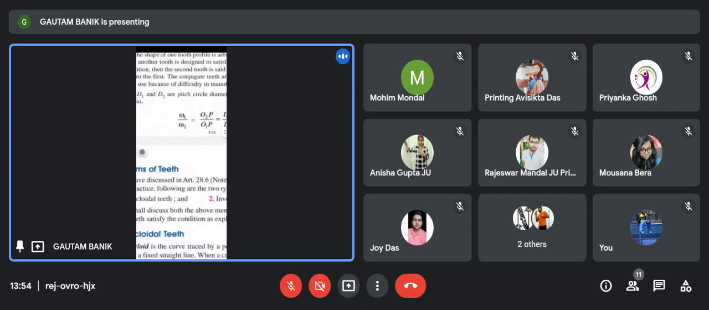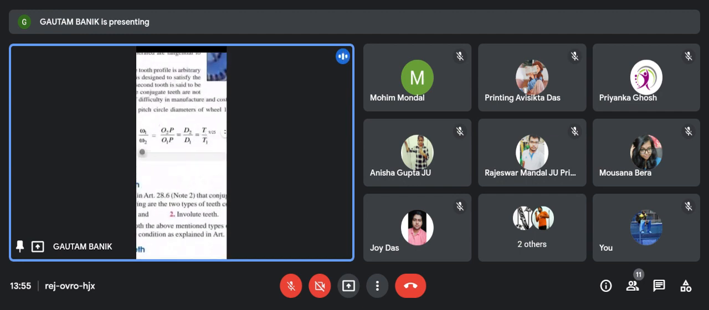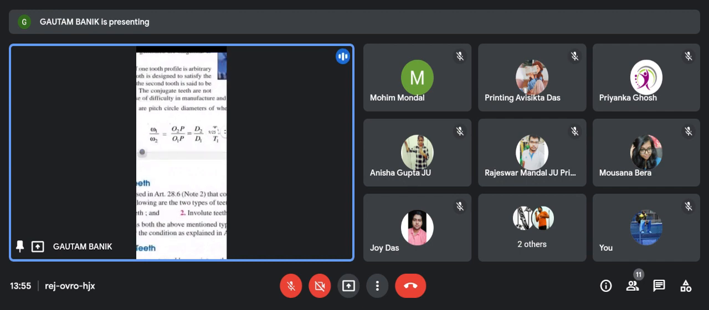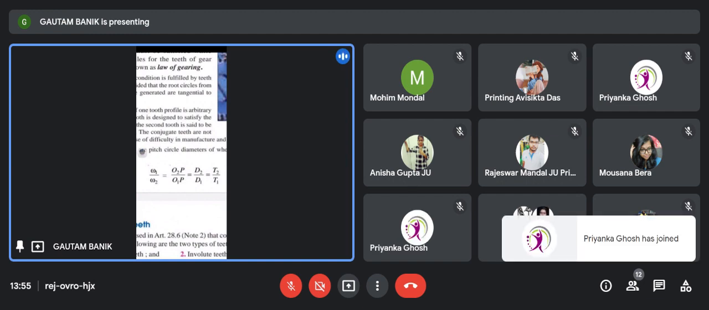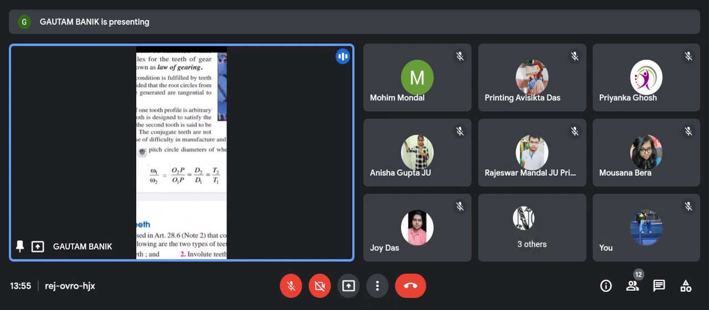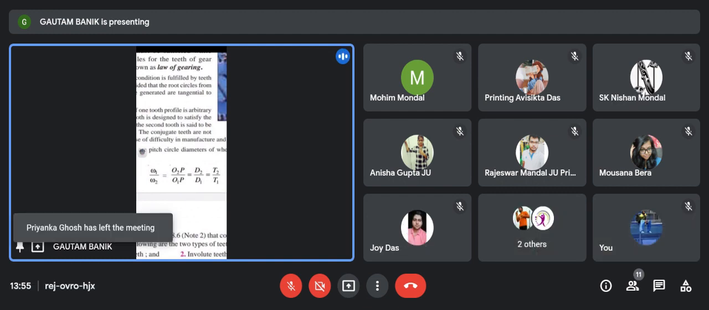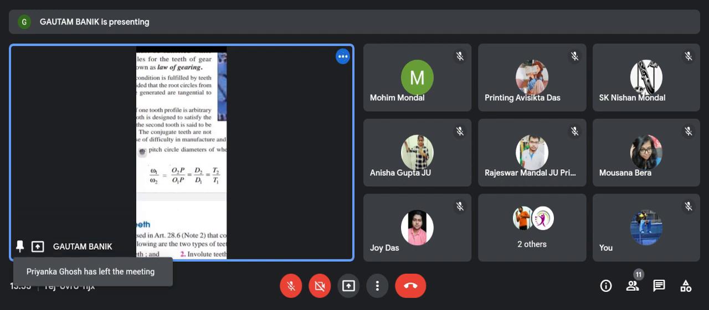This is actually the law of gearing. In this case, N1 by N2 is equal to D2 by D1, equal to T2 by T1. This is the relation in the gear law. You can calculate the RPM, number of teeth, and pitch circle diameter of the gears from the gearing law.